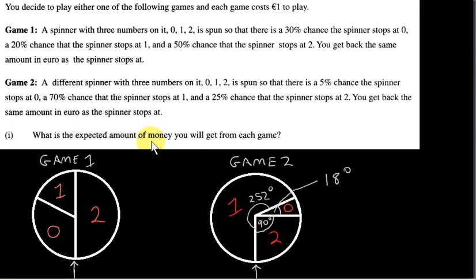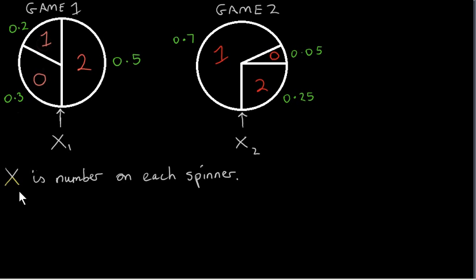We want to get the expected amount of money you will get from each game. So remember, it costs €1 to play each game. Well, first of all, what I will do is let the random variable x be the number on each spinner. So x1 is the number on the first spinner. So we're going to look at the expected value of x1.